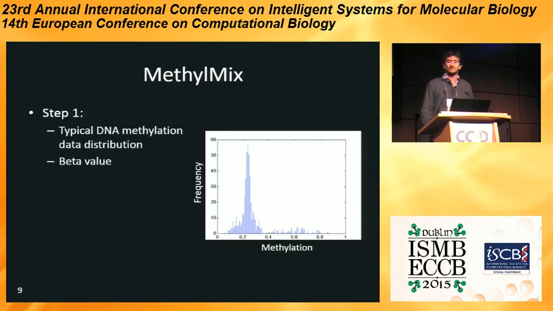So this is an example of a histogram of methylation values based on a microarray platform that is used in TCGA. On the x-axis, you can see a range of 0 to 1, where 0 means that the gene is completely unmethylated, and 1 means that the gene is completely methylated. So these are essentially proportions. And in this case, you can see that the dominant methylation is around 20% methylation. So what we do is we model this as a mixture of beta distributions.